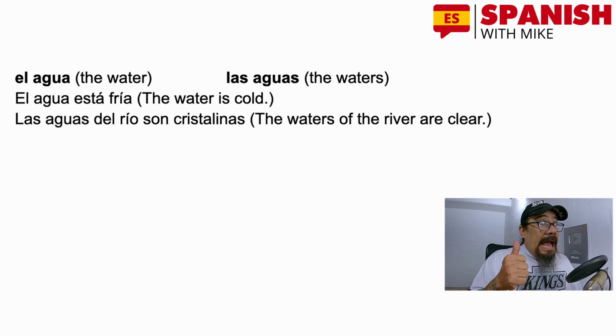are masculine in the singular form but become feminine when they go plural. Or vice versa. This is interesting. So some of the examples of this are el agua, singular, las aguas. El agua está fría, singular. Las aguas del río son cristalinas, plural. And you say singular, masculine, plural, feminine.